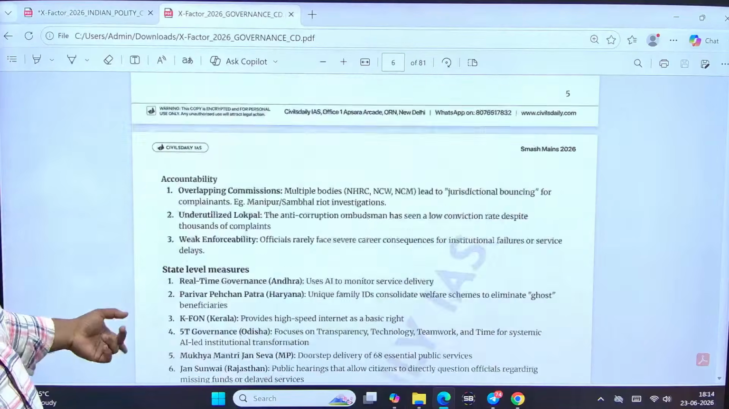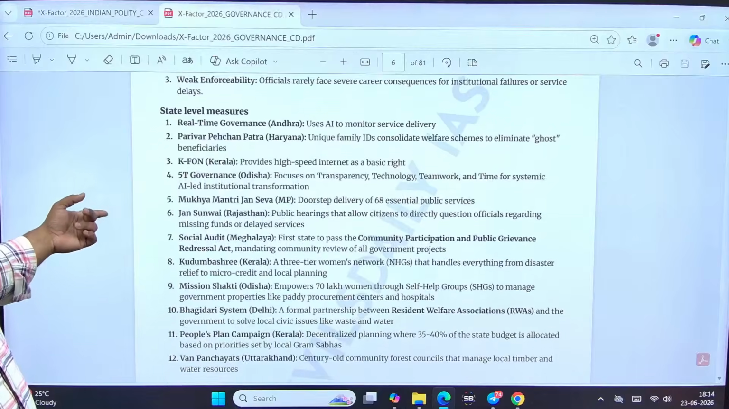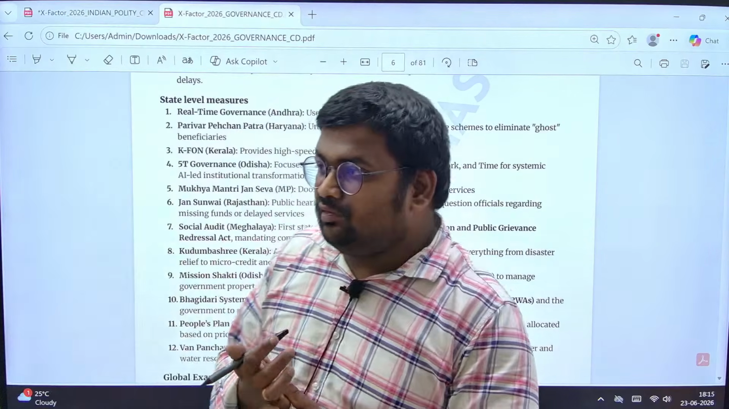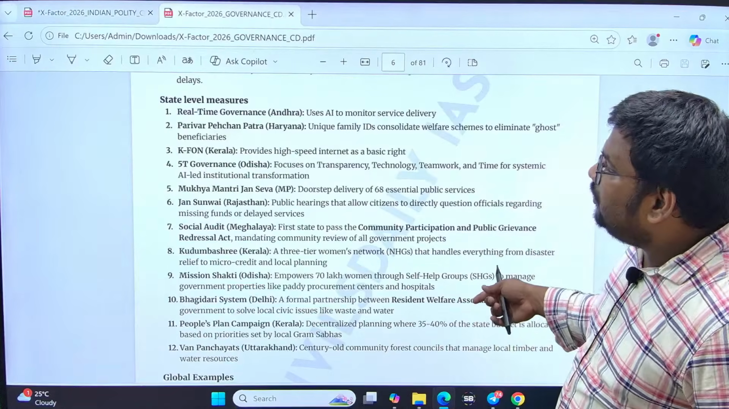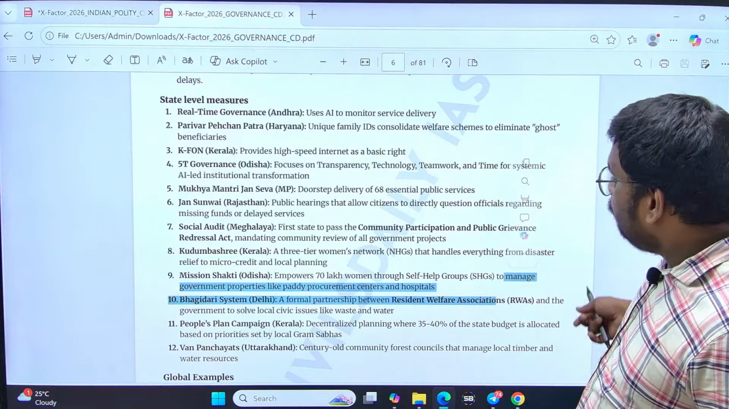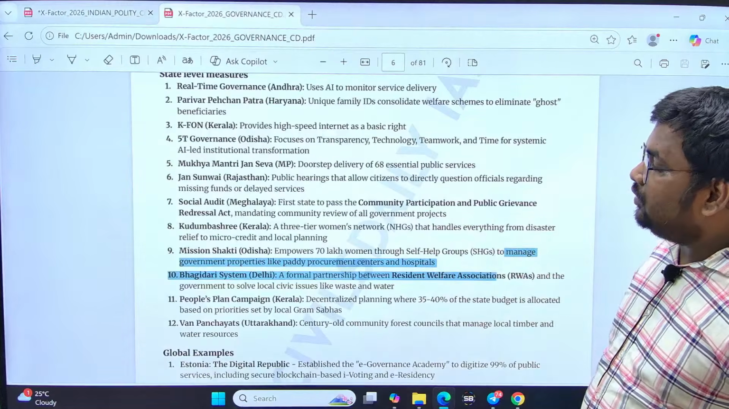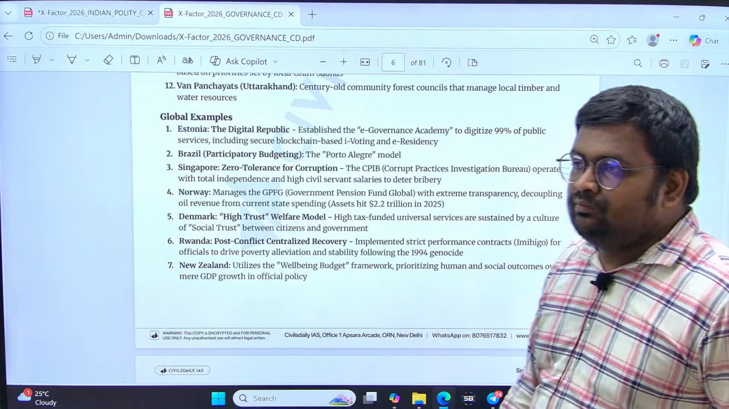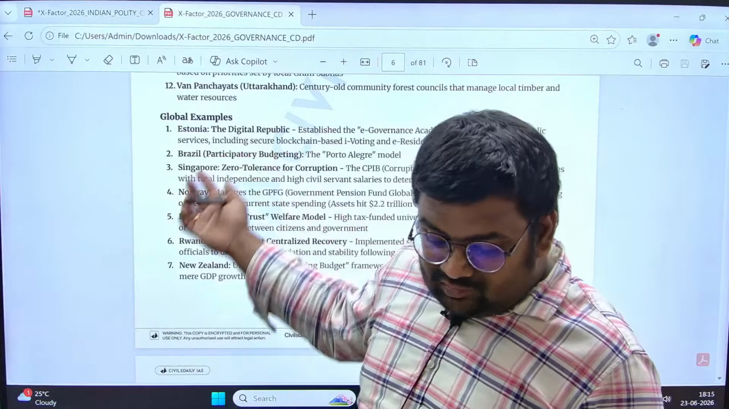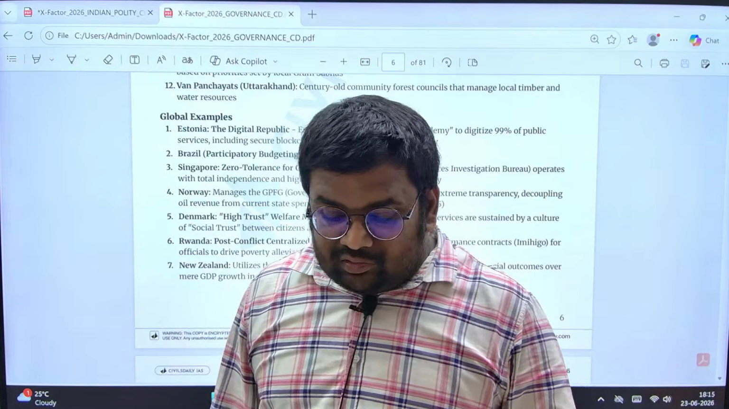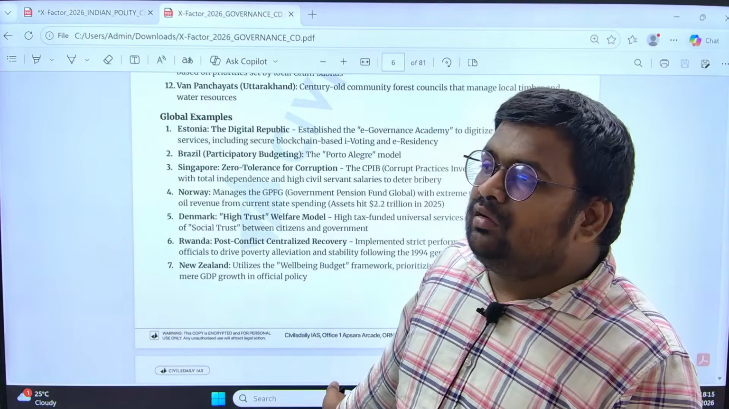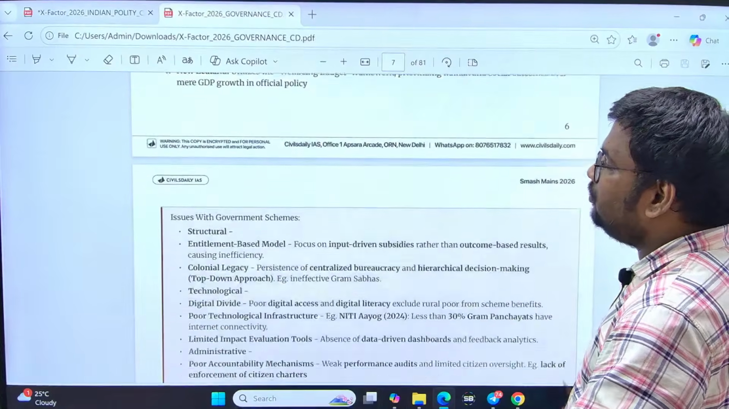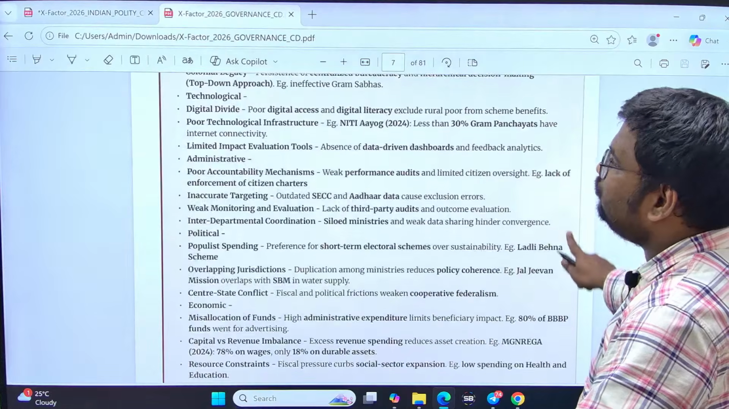Similarly, then way forward. Way forward may be, again the unique point I had, you need to bring in the best practices. So we have given you the list of state level best practices. You can use any of these. Similarly, global best practices, this many are given. Okay, all you have to put is one each, right? So even if you write one global and one state level best practice, your answer is going to get more marks, right? Then issues with government schemes.